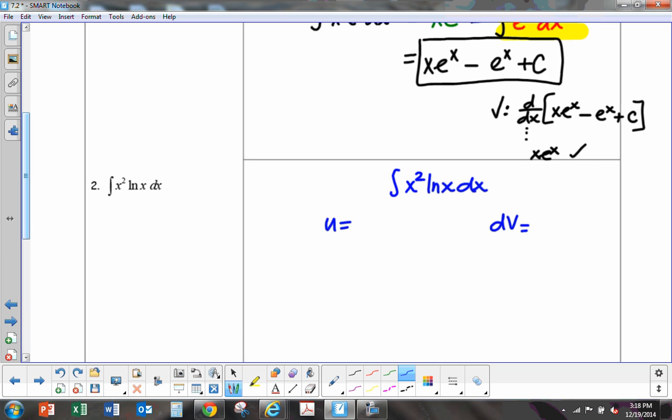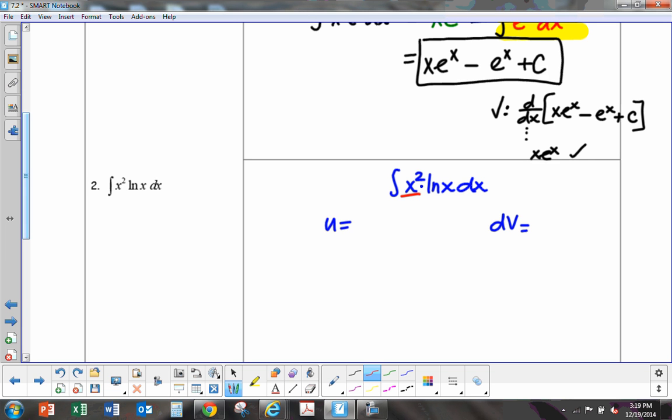When I choose u, it needs to get easier as I differentiate. When I choose dv, it needs to get easier as I integrate. Well, in this particular case, if I split up my product so I can tell what I have, the x squared part, it definitely gets easier as I differentiate. It would become 2x. As I integrate, it's going to be x to the third over 3, so not easier, it got worse. However, if I start to look at natural log of x, if I differentiate natural log of x, I get 1 over x. Not bad.